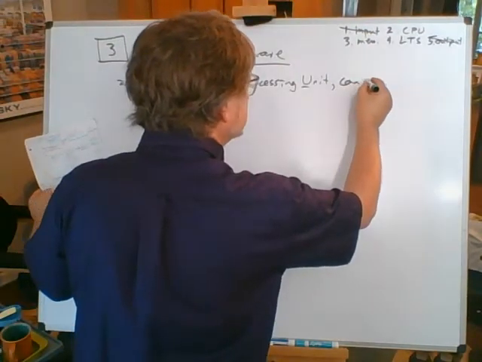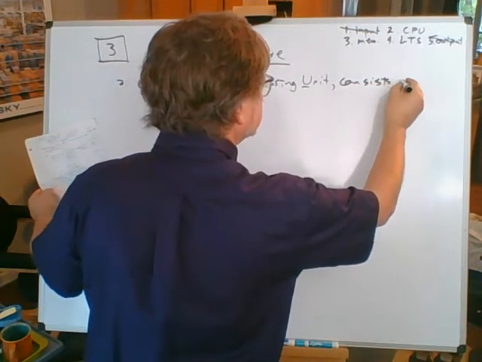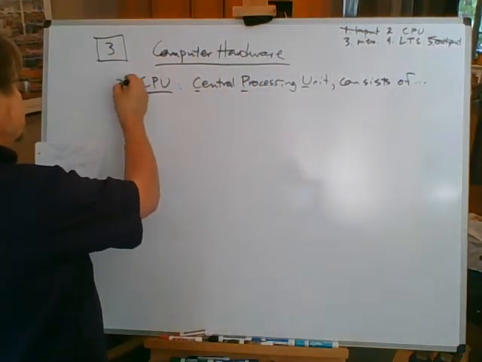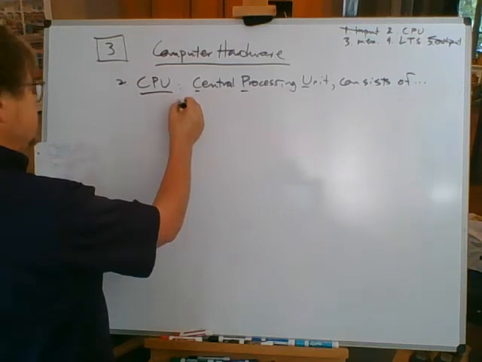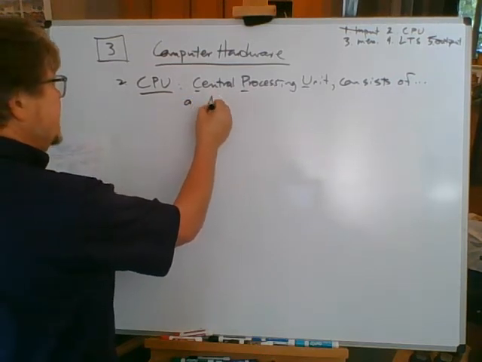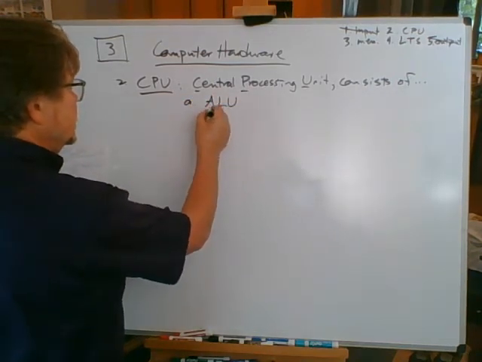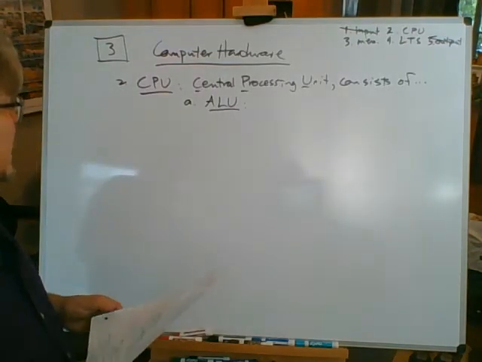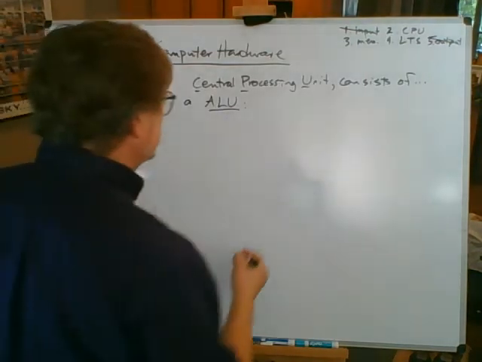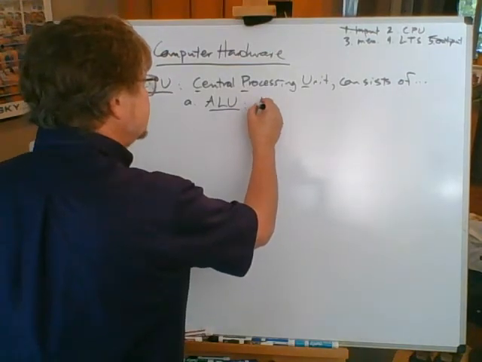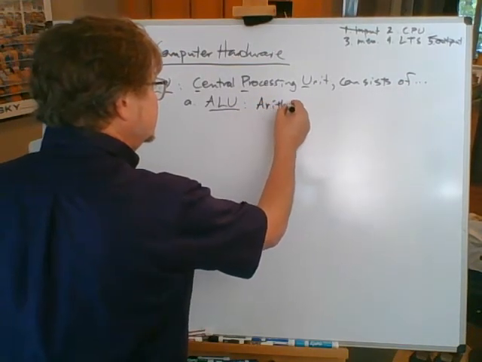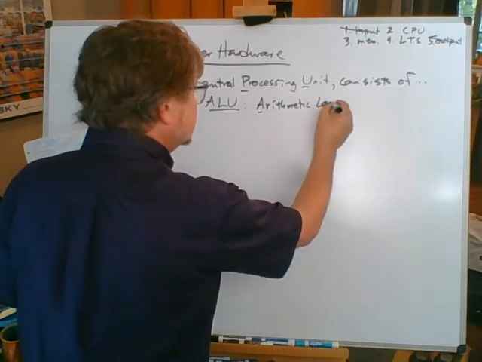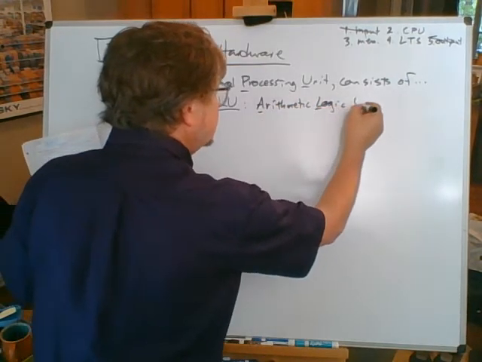This consists of, yada, yada, yada. This is a numbering system. This is number 2, so I'm going to use ABCs. A is the ALU. Oh, boy, did I ever break the seal on acronyms. Here they come. ALU is short for Arithmetic Logic Unit. A-R-I-T-H-M-E-T-I-C. Arithmetic Logic Unit.